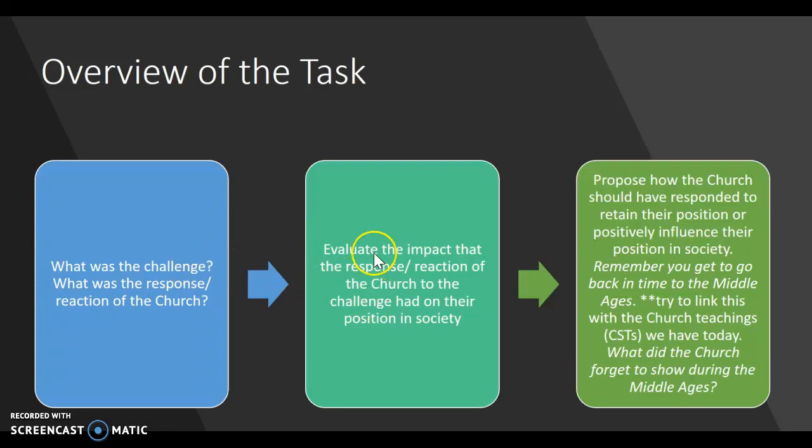Then you'll use those to think, well, how should the church have responded to retain their position or more positively influence their position in society? And so we all know through the Black Death that there was a significant change in the way that the church was seen. There was a loss of authority. So you need to think, well, what do we know from today? You can link with church teachings to what the church could have done.